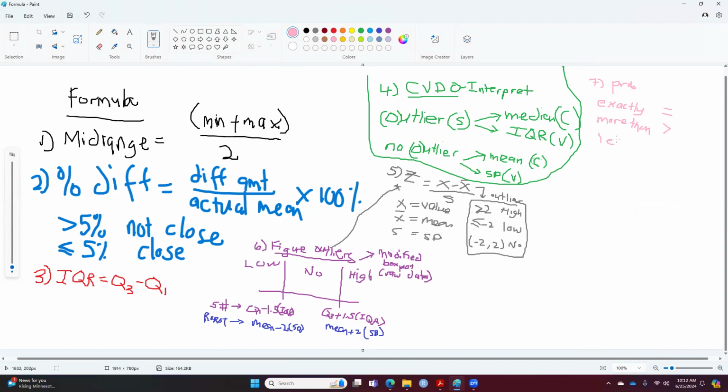Less than, then make sure you use the less than symbol, or fewer. Sometimes they use the words fewer than. So make sure you know the symbol to use. If you use the wrong symbol, your answer is wrong.